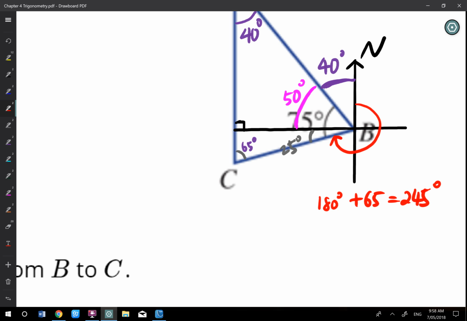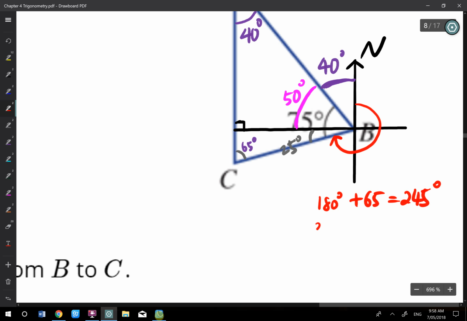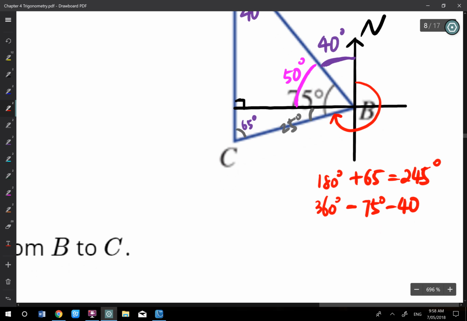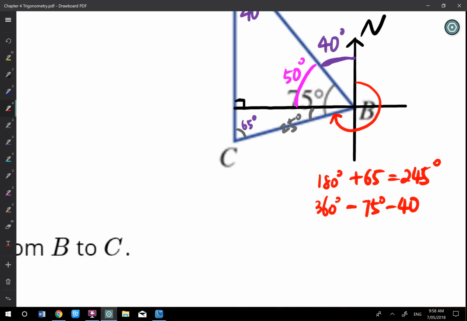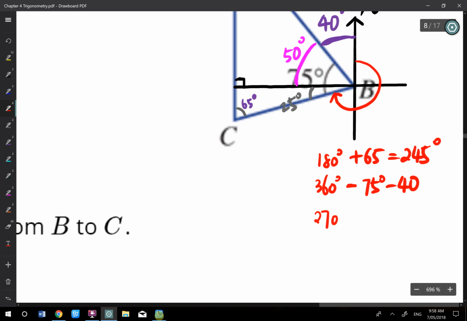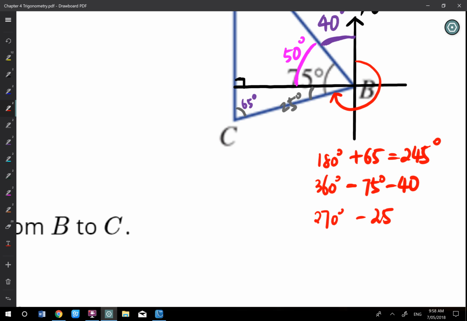Can you see any other method? Similar method. Yeah, 360 minus which one? Yeah, minus 75 and minus the 40. That's one way. Any other way? I can use 270 minus 25. Yeah, I can use 270 minus 25 as well. So they're all correct.